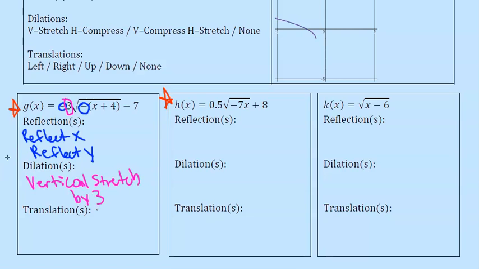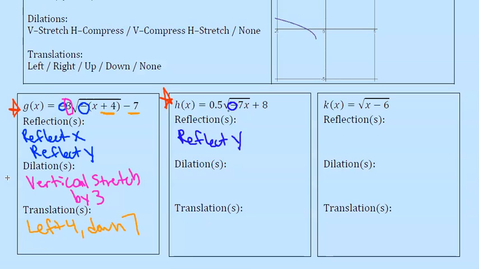It's by 3. And then we have translations. We have left 4 and down 7. Let's look at the next one. H of x equals 0.5 times the square root of negative 7x plus 8. It has one reflection right here, so we reflect y.